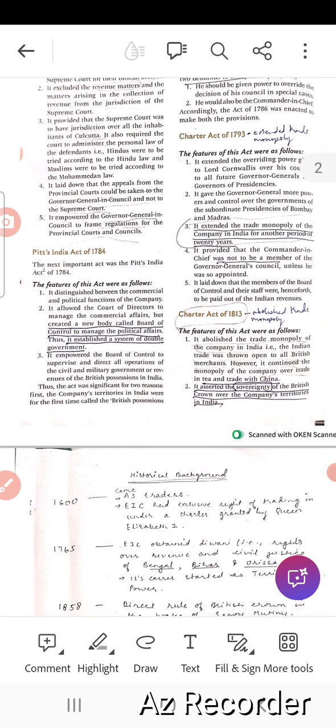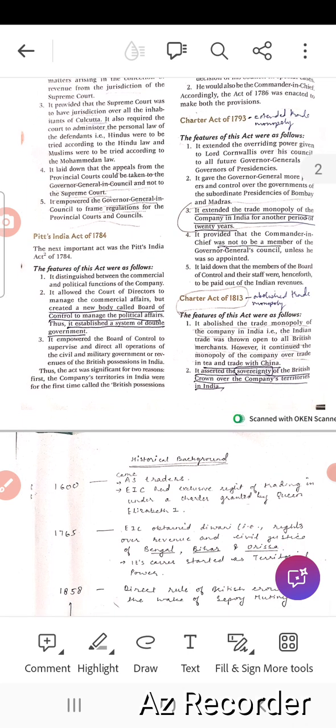Previously, no such difference was set, but with the coming of the Pitt's India Act, the company witnessed a distinction in its features between the commercial features and the political features, the commercial functions and the political functions. Okay, so that we have to understand.